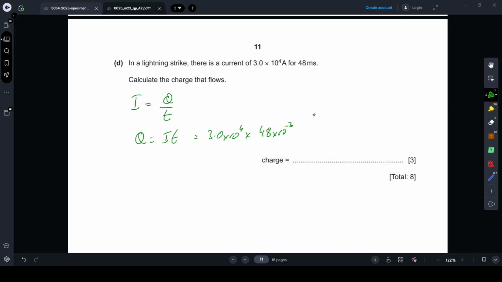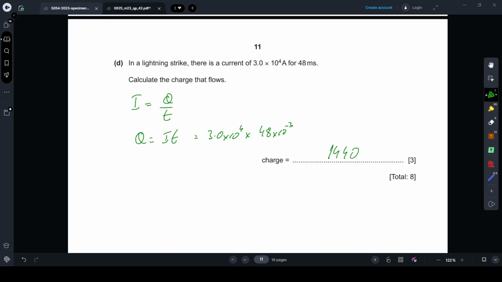Okay. It's 1440. 1440? Yeah. We both are getting the same answer. Do we have to write it in code?